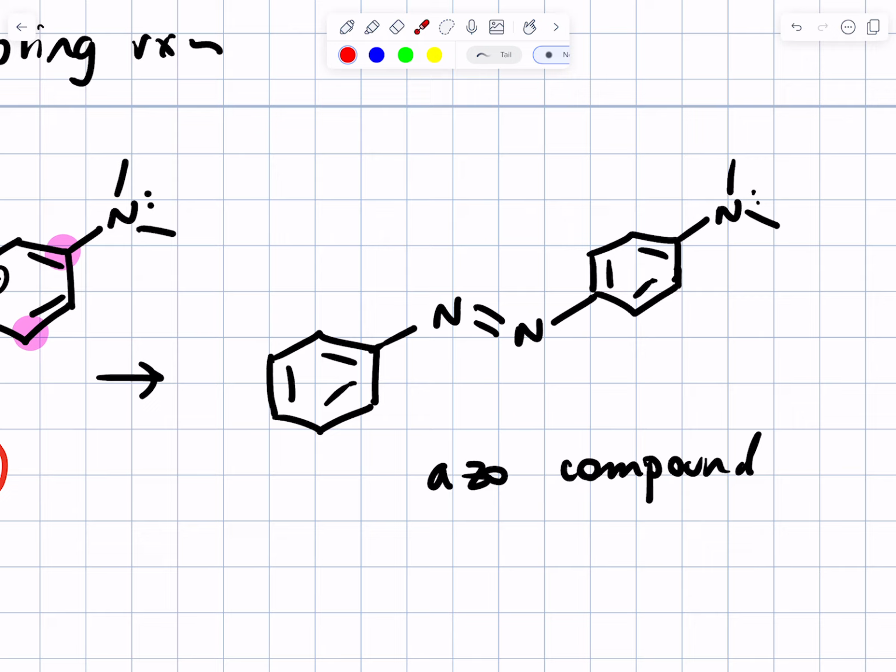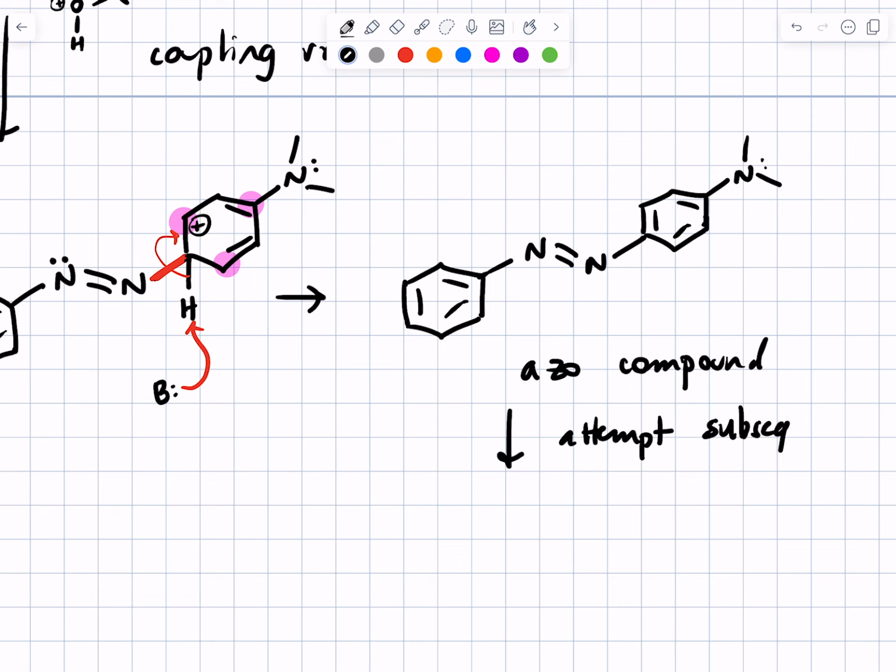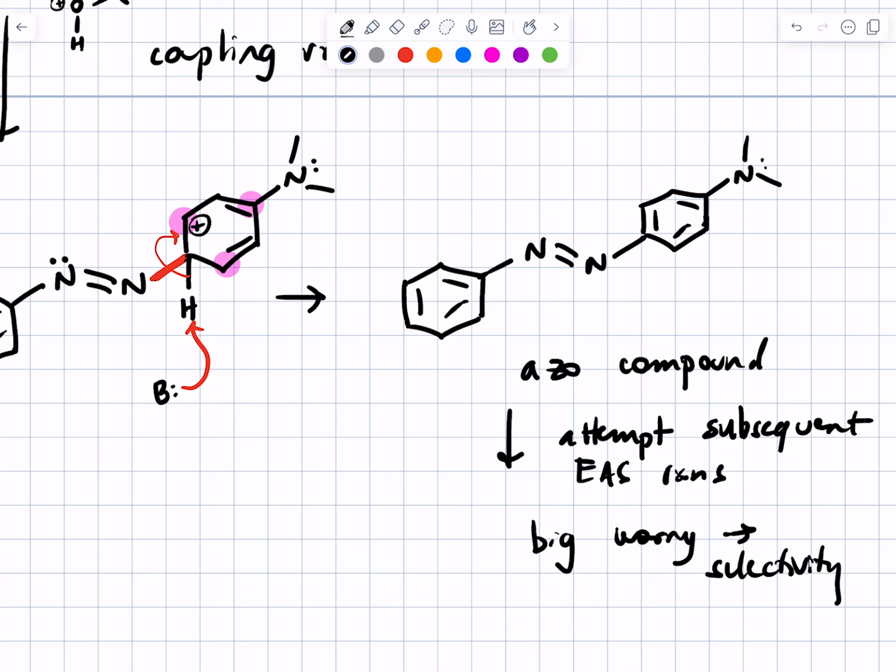So if you were to then do just any EAS reaction, how do you know which benzene is? Right, so that's a great question. If you were to, at this point with your azo compound, attempt subsequent electrophilic aromatic substitution reactions, your big worry is selectivity, regioselectivity. Which ring are you going to modify? And you would not anticipate getting very good selectivity. Possibly if you made one ring super electron rich and one ring super electron poor, you could get some selectivity.